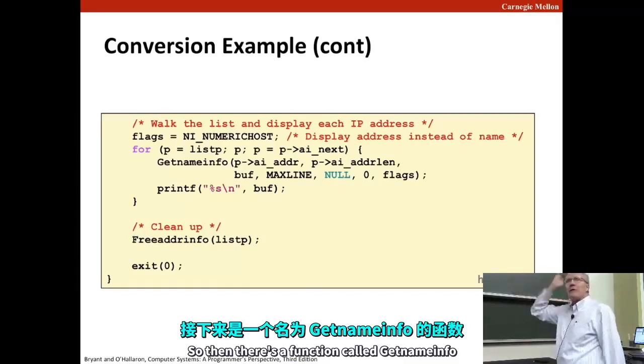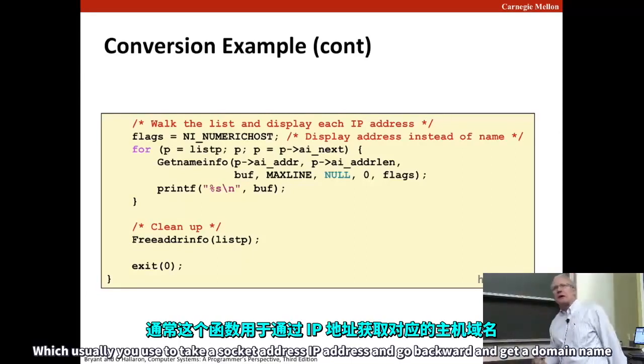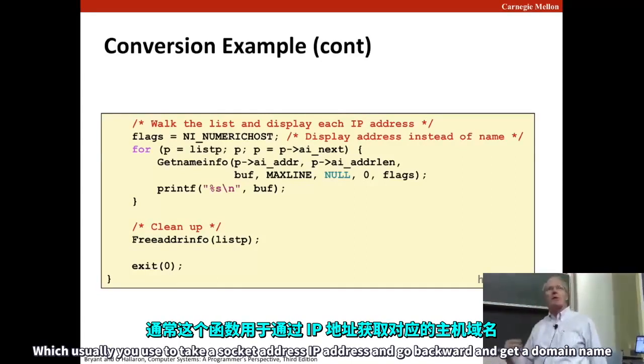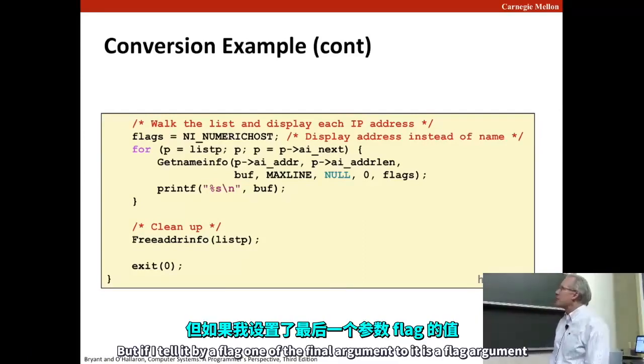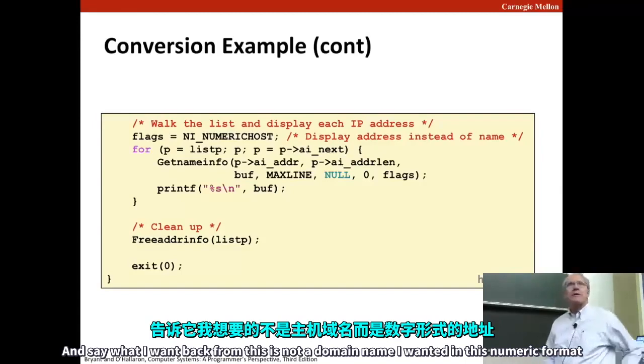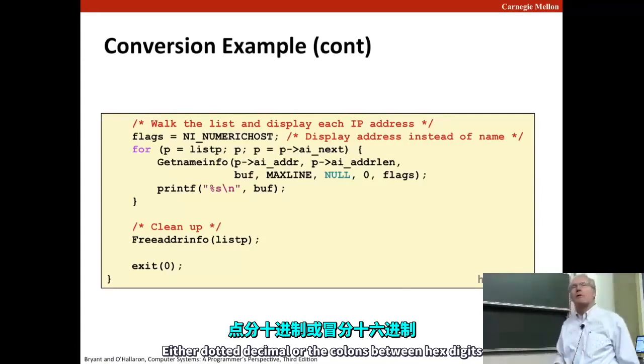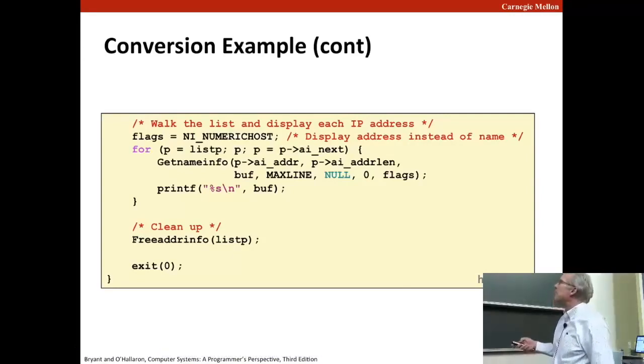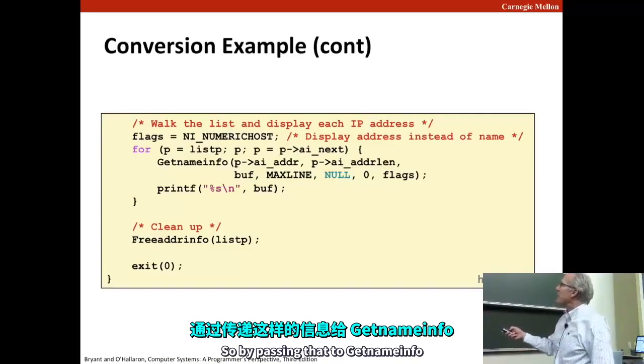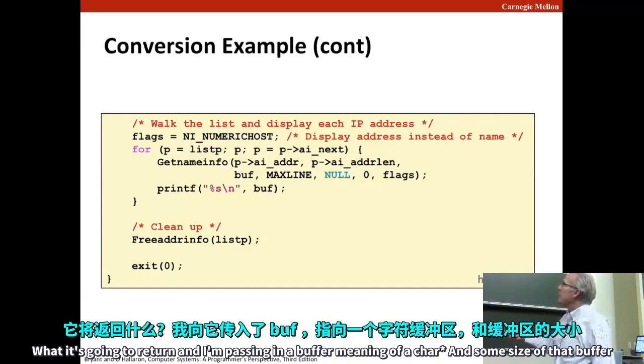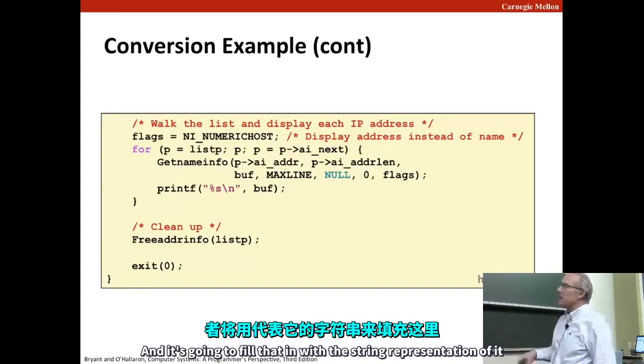So then there's the function called getNameInfo, which usually you use to take a socket address, IP address, and go backward and get a domain name. But if I tell it by a flag, one of the final arguments to it is a flag argument, and say what I want back from this is not a domain name, I want it in this numeric format, either dotted decimal or the colons between hex digits. So by passing that to getNameInfo, I'm passing in a buffer, meaning a char star, and some size of that buffer, and it's going to fill that in with the string representation of it.